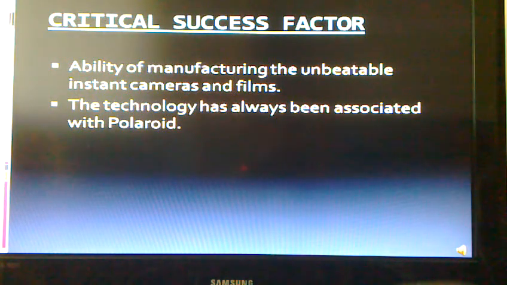When we talk about the critical success factor of Polaroid, we can say that Polaroid is a pioneer of instant photography. Now the company is once again going to use its ability of manufacturing unbeatable instant cameras and films. So we can say that, with its key success factor, Polaroid is going to take its market share in the South American market.